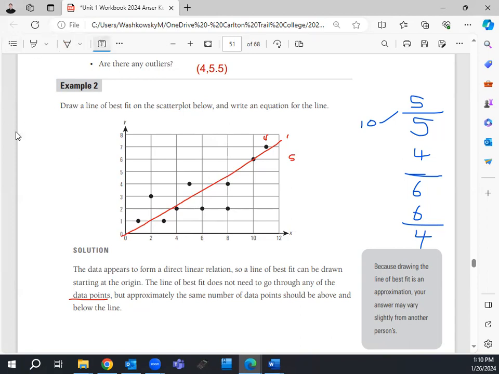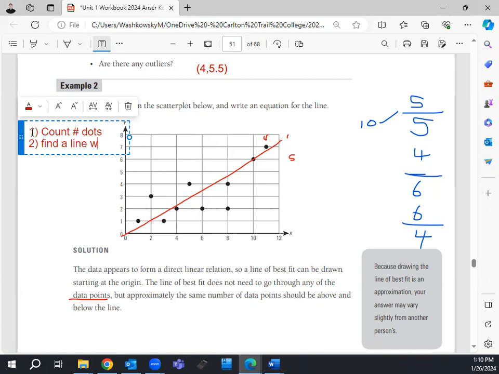So again, if I really wanted to write my steps out here, all I did was I counted the number of dots and I found a line with half above and below. If I really wanted to write down a step-by-step procedure, that's what it is, right?